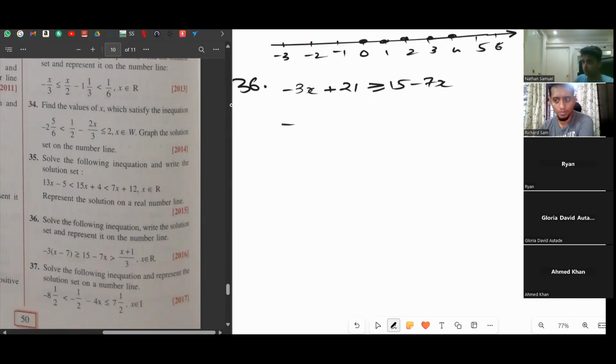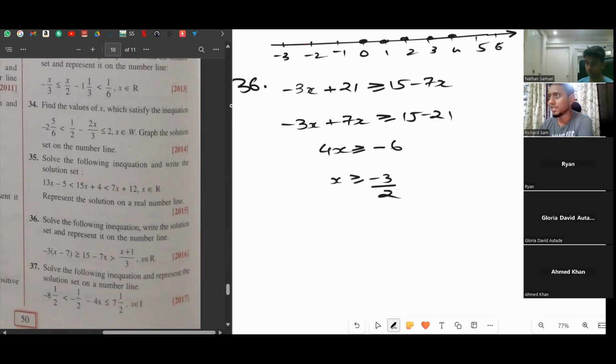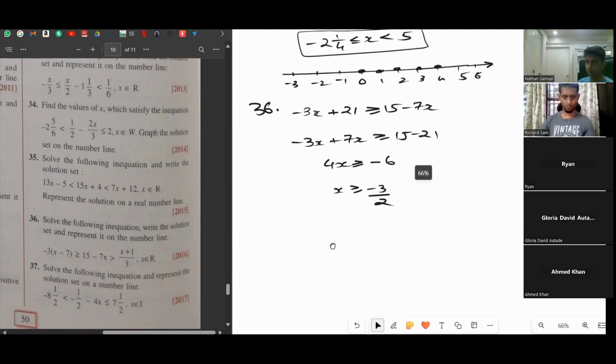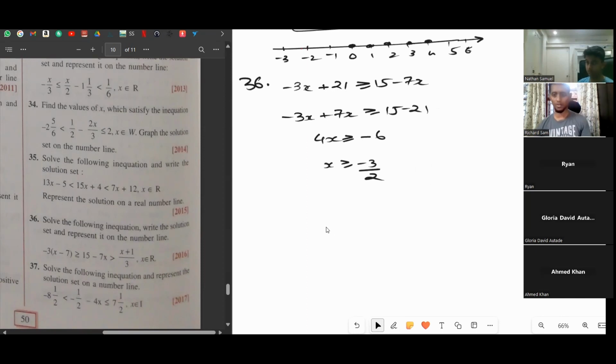So for the first, I got x is greater than or equal to 1 upon 2. Okay. x is equal to minus 3 upon 2. x is greater than or equal to minus 3 upon 2. This is what you got? Everyone? Yes. Yes, sir. And for the second one, what did you get? x is less than 2.